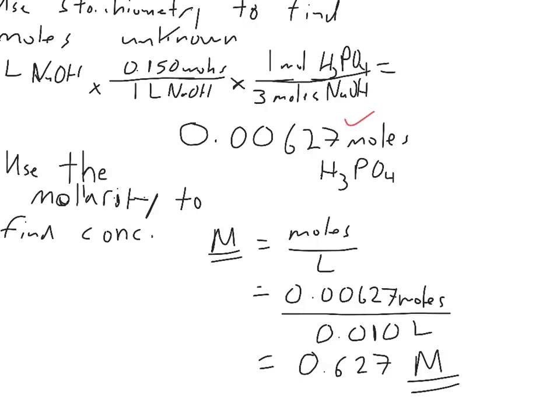That is the process for how you solve and do a titration. Balanced chemical equation. Use stoichiometry to figure out how many moles of unknown reacted. Then use the volume of your unknown to figure out its concentration.